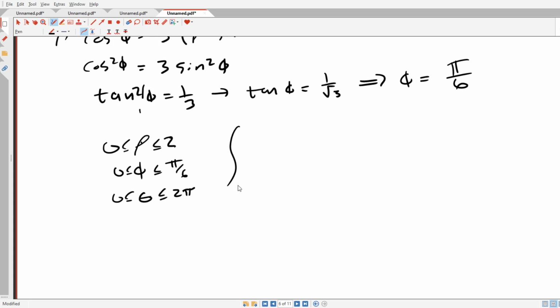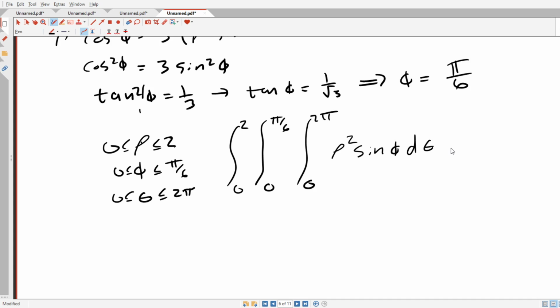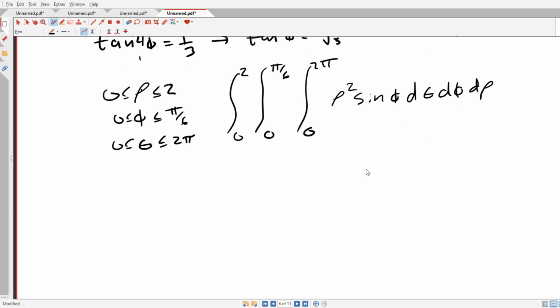So we want to integrate from 0 to 2, 0 to pi over 6, 0 to 2 pi. And what are we integrating? Oh, if it was just x, y, z, then we wouldn't be integrating anything. But now we have rho squared sine phi d theta d phi d rho. Okay, so this is separable, so I can just write this as a product of integrals.